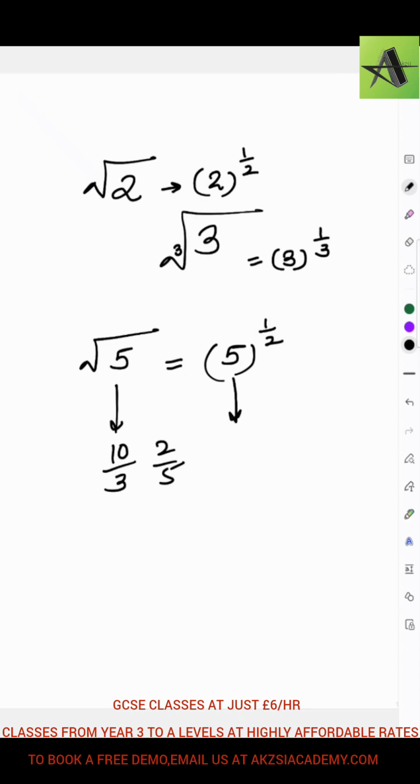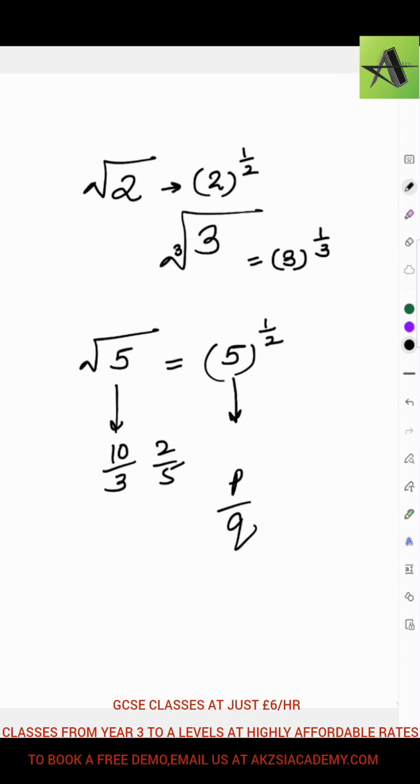The question is, what makes a number irrational? A number is irrational if it cannot be written in fractional form, p by q. That is not possible. Second, when you convert it into decimal form, say you use a calculator and write root 5, you will get an answer in decimals, but it will be non-terminating and non-repeating.